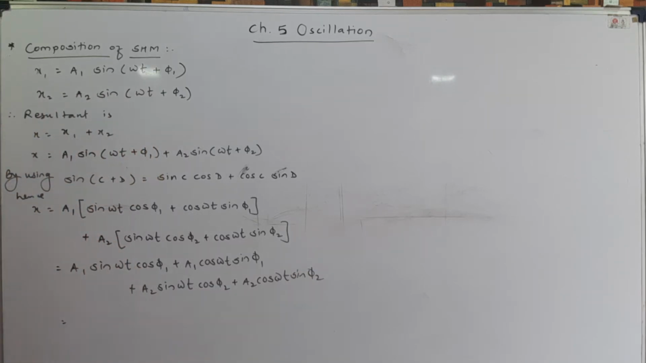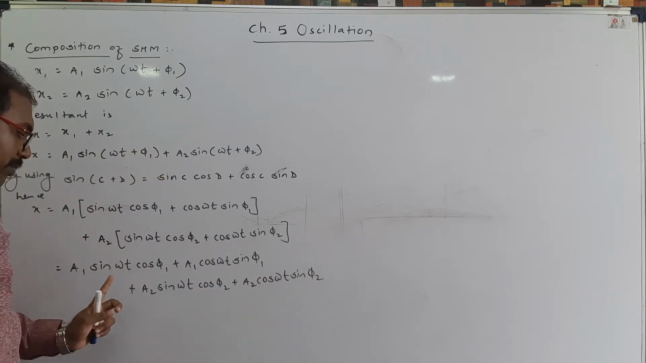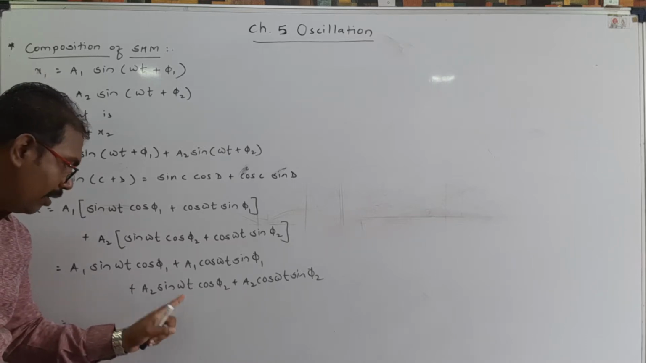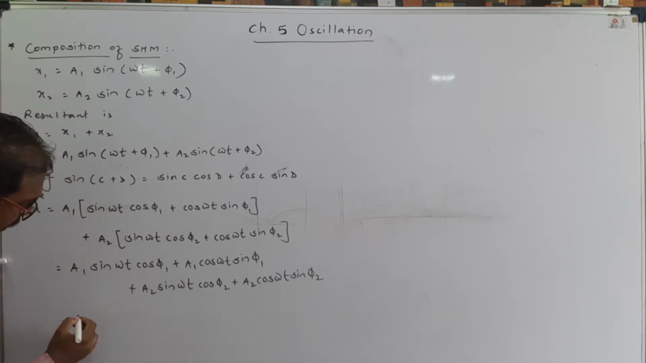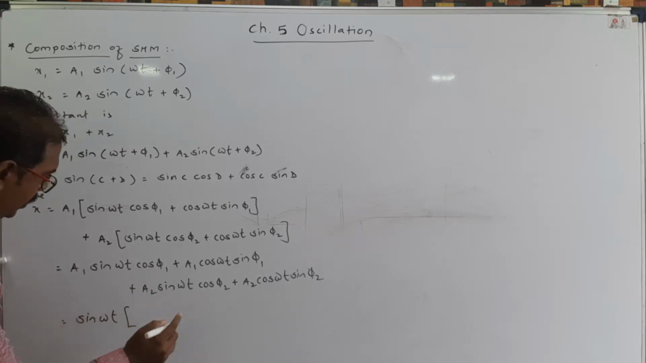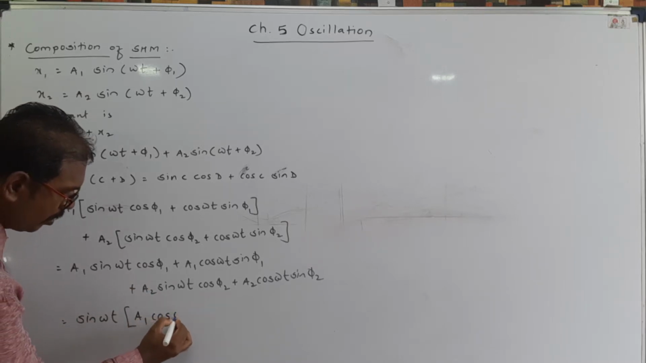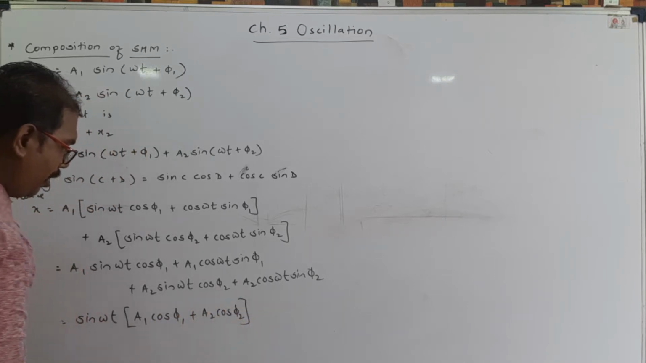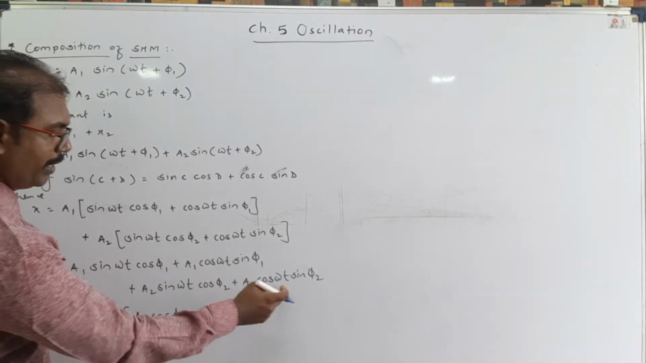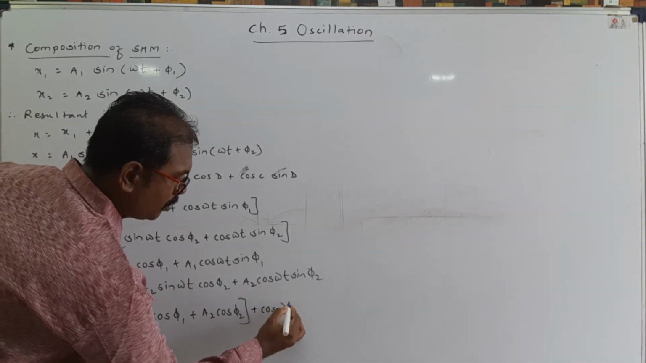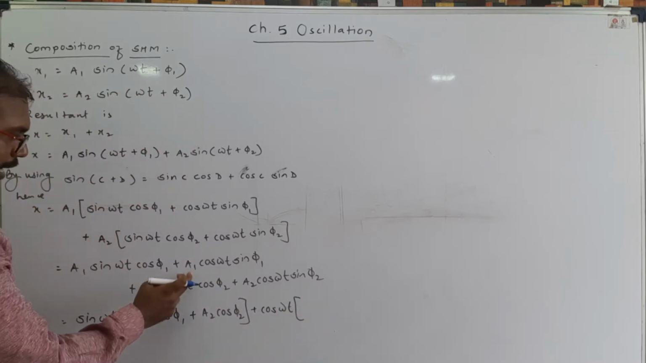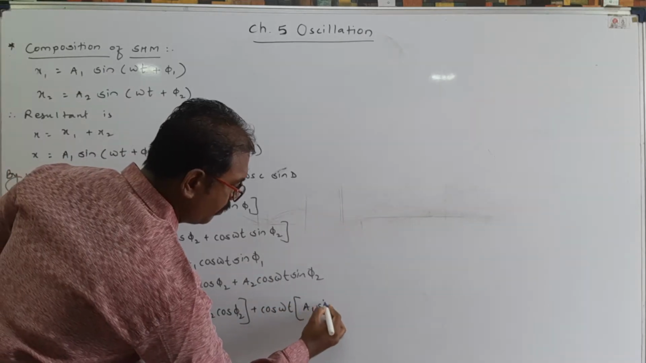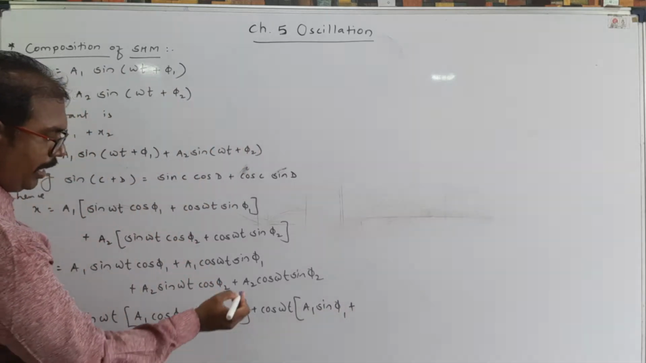Then we can take sin omega t common from the first and third terms, and whatever we get in the bracket, I have to write. So we take sin omega t common, and in the bracket we get A1 cos phi 1 plus A2 cos phi 2. From the second and fourth terms, I can take cos omega t common, plus cos omega t, then in the bracket we get A1 sin phi 1 plus A2 sin phi 2.